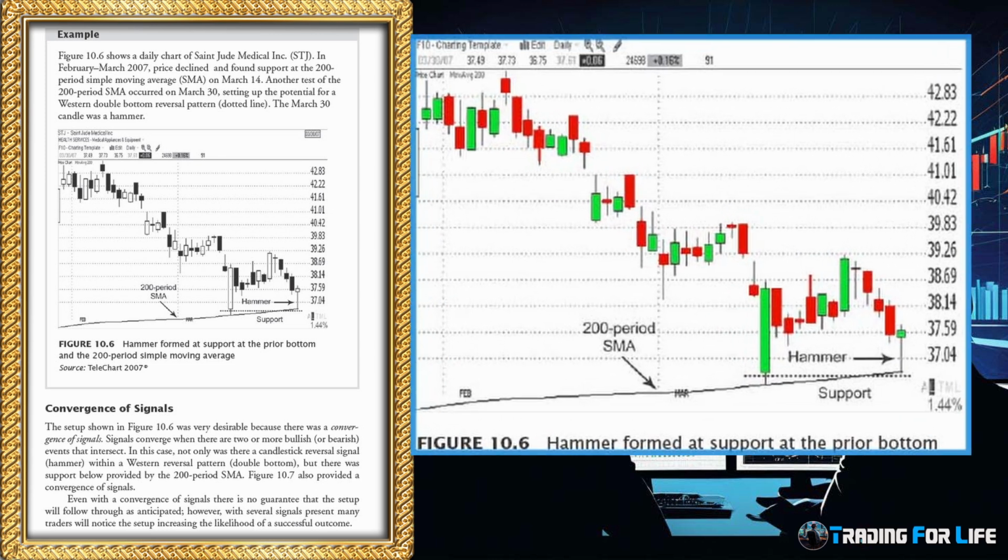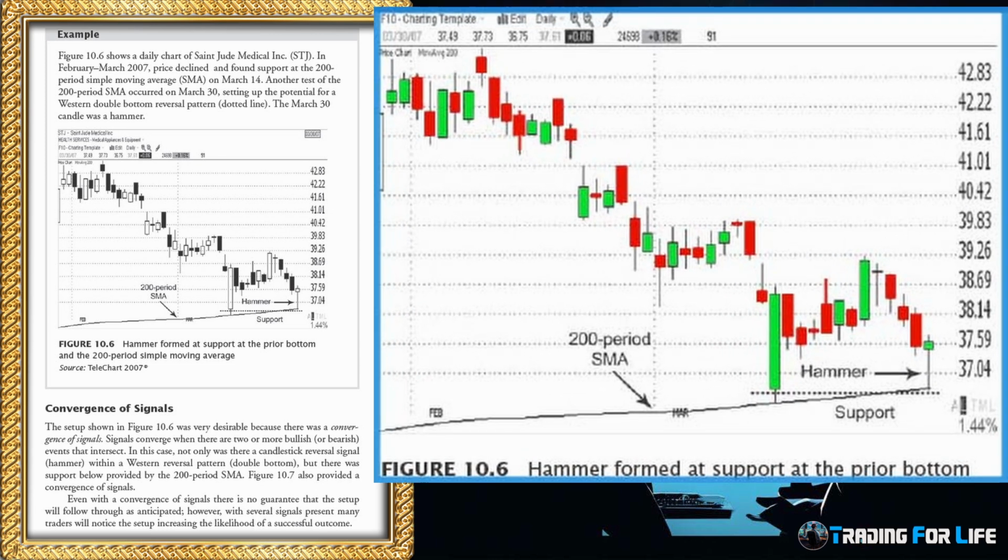Example: Figure 10.6 shows a daily chart of St. Jude Medical Inc., STJ. In February to March 2007, price declined and found support at the 200-period simple moving average, SMA, on March 14th. Another test of the 200-period SMA occurred on March 30th, setting up the potential for a Western double bottom reversal pattern, dotted line. The March 30th candle was a hammer.